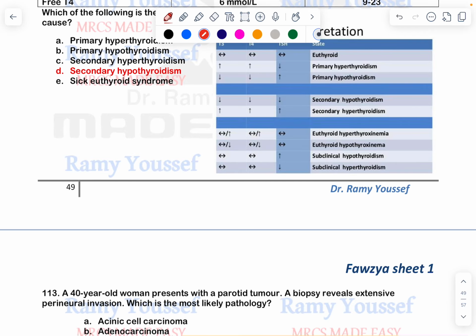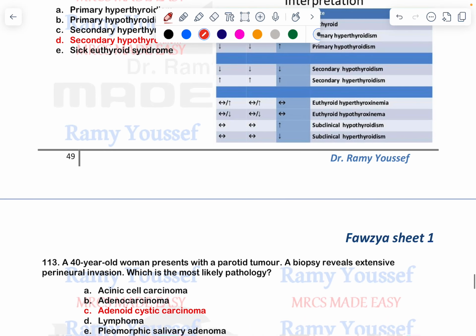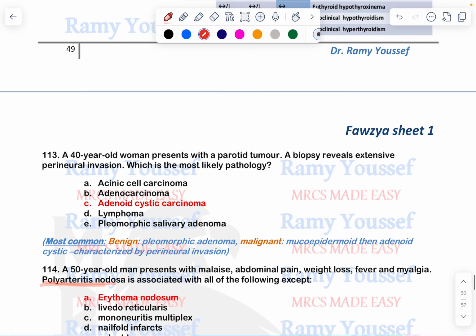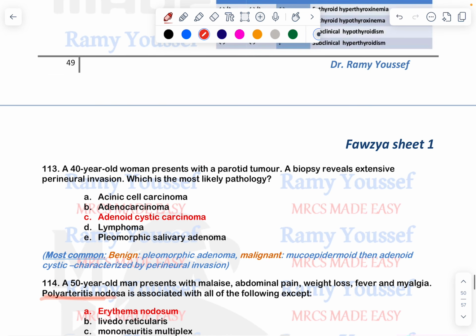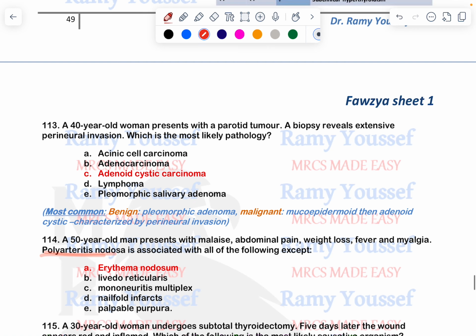A 40-year-old woman presents with a parotid tumor. Biopsy reveals extensive perineural invasion: adenoid cystic carcinoma. A 50-year-old presents with malaise, abdominal pain, fever, and polyarthritis. Nodules are noted with all of the following except... polyarteritis nodosa.